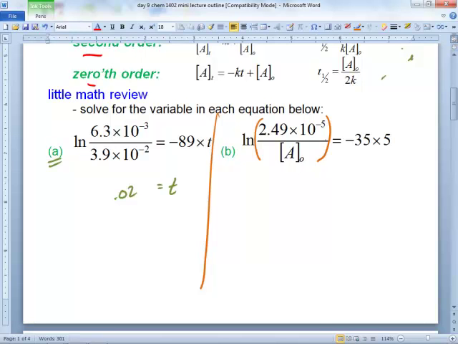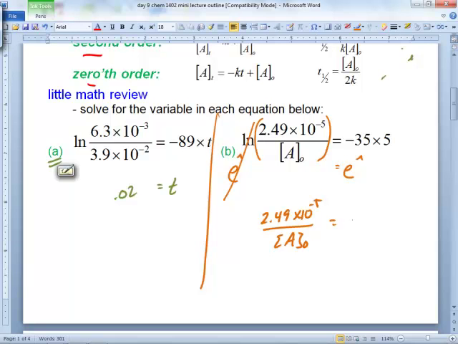Oh, Maria remembers. How do you get rid of natural log? You have to raise everything to the little e power because they're inverse functions. So you raise this side to the e and raise this side to the e. That's supposed to be an e. And then when you do that, this stuff cancels, and you're just left with 2.49 times 10 to the negative 5 over A's initial concentration, right? Because the natural log's gone.